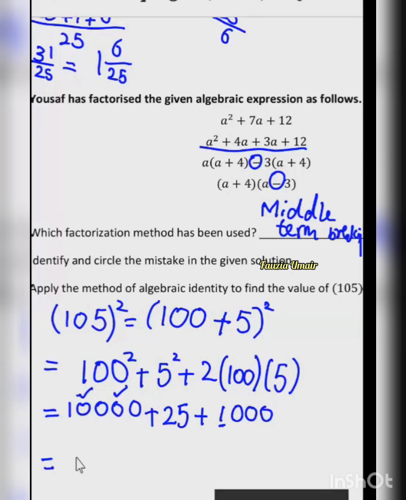What would be the final answer, beta? 11,025. You cannot miss this zero because it will change the number from 1,000 to 100.